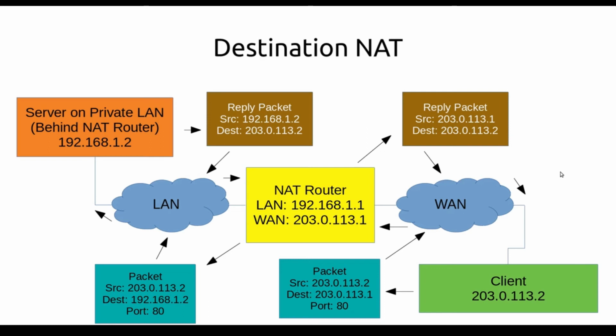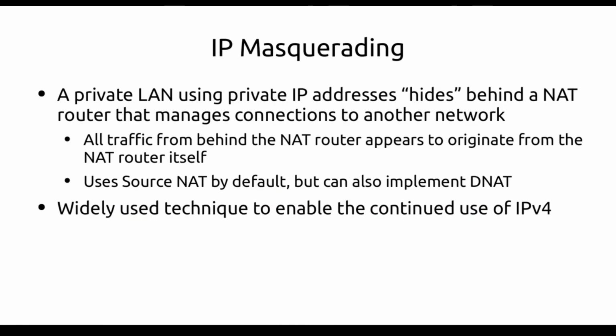So this is kind of a simple case of how we can do source NAT and destination NAT when we have one device behind the NAT router. Typically, though, we're going to have many devices behind the NAT router. And when we have that situation, we have what's called IP masquerading. The idea behind IP masquerading is that we can hide an entire private LAN using private IP addresses behind a NAT router that actually manages all the connections to another network. So all the traffic from every single device behind the NAT router appears to originate from the NAT router itself.